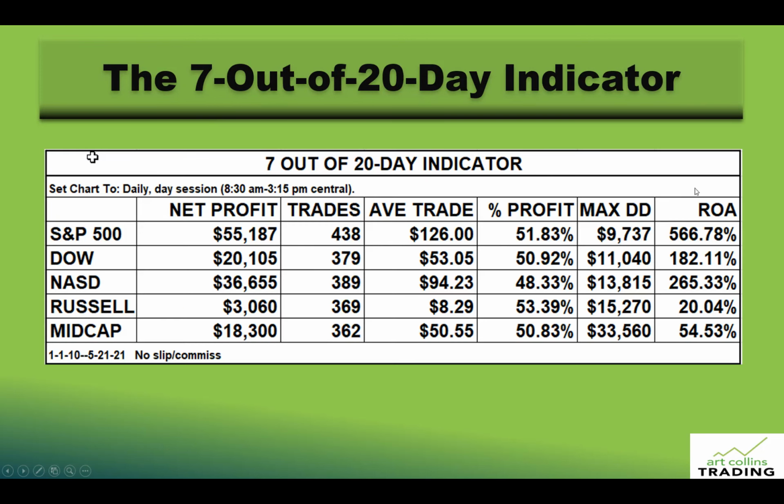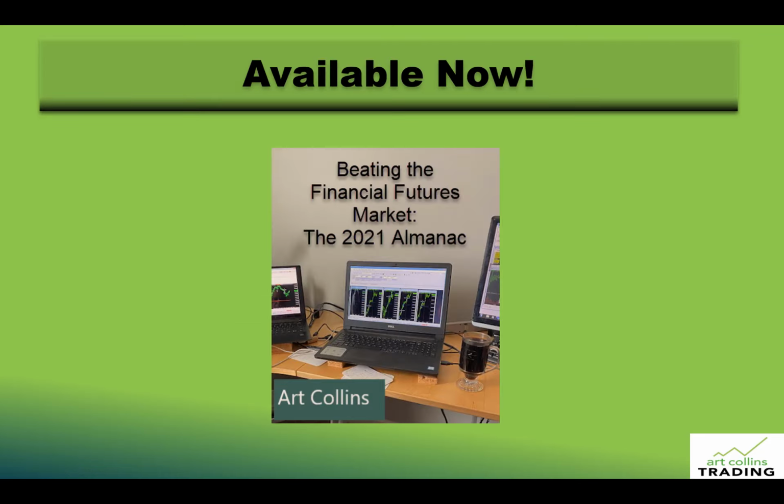Corroboration in all the markets. Clearly the S&P remains the best vehicle for this particular system. Highest return on account and net profit. You get some pretty decent numbers though in the NASDAQ also. And again, none of the markets refutes it.